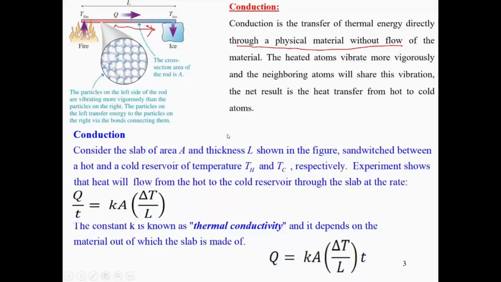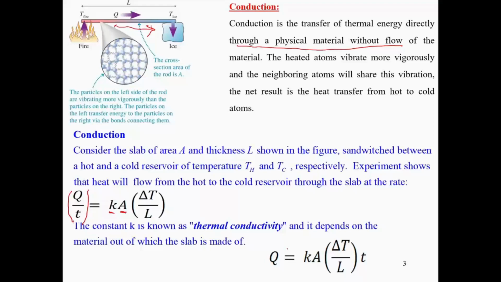through any material is given by this law of conduction. It says the rate of transfer of heat, which is Q over t, is equal to kAΔT over L, where k is the thermal conductivity of the material, which is a constant for the given material. Different materials have different thermal conductivity, and A is the area of cross section. ΔT is the temperature difference between these two ends, and L is the length.